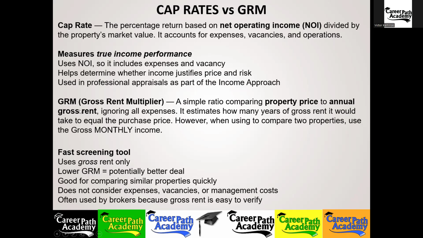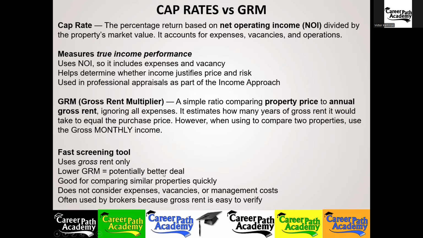And the GRM, the gross rent multiplier, it's a simple ratio comparing property price to the annual gross rent. It ignores all the expenses. It estimates how many years of gross rent it would take to equal the purchase price. However, when using it to compare two properties, you could use the gross monthly income.